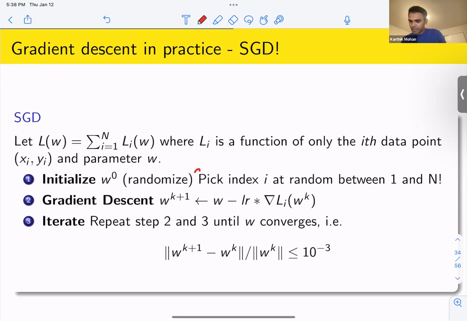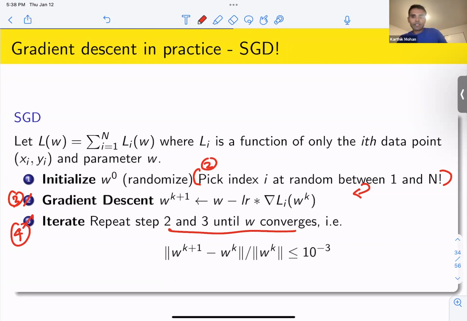I think this has to be part of this. Yeah, I'm sorry. This is probably step 1. This is 2, this is 3, and this is 4. So repeat 2 and 3 until W converges. So pick a data point at random, see what you can learn from that data point, move on to the next data point.